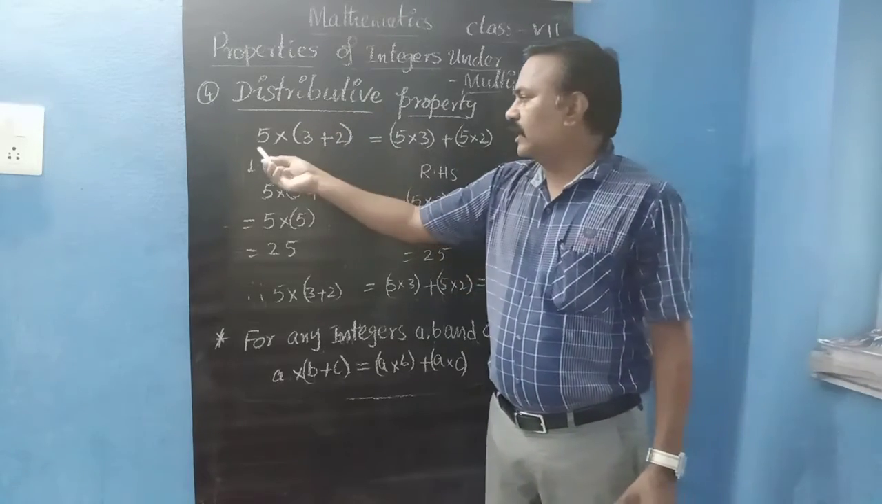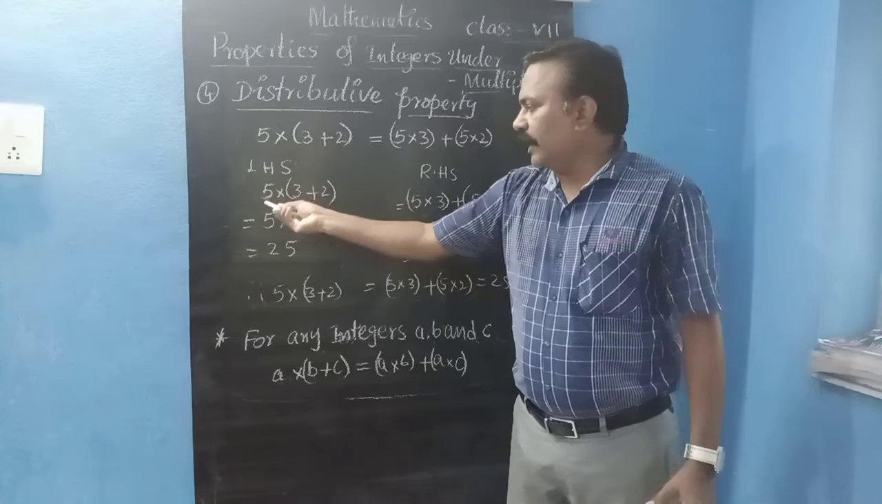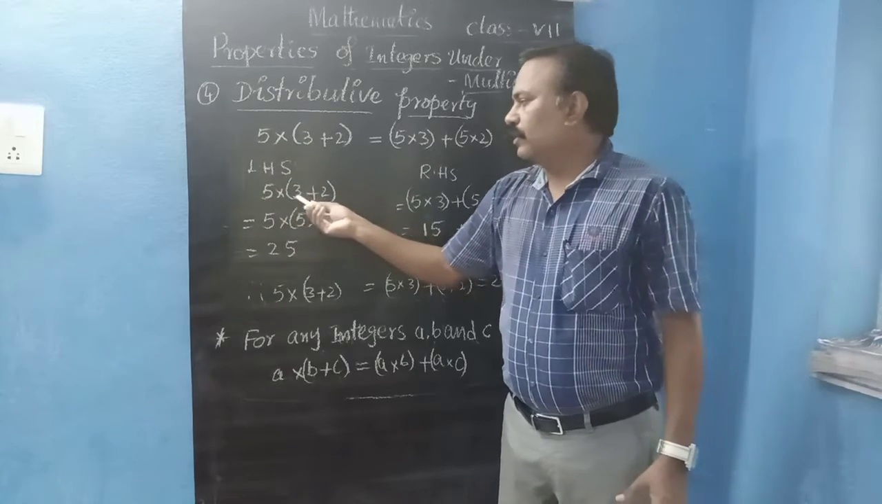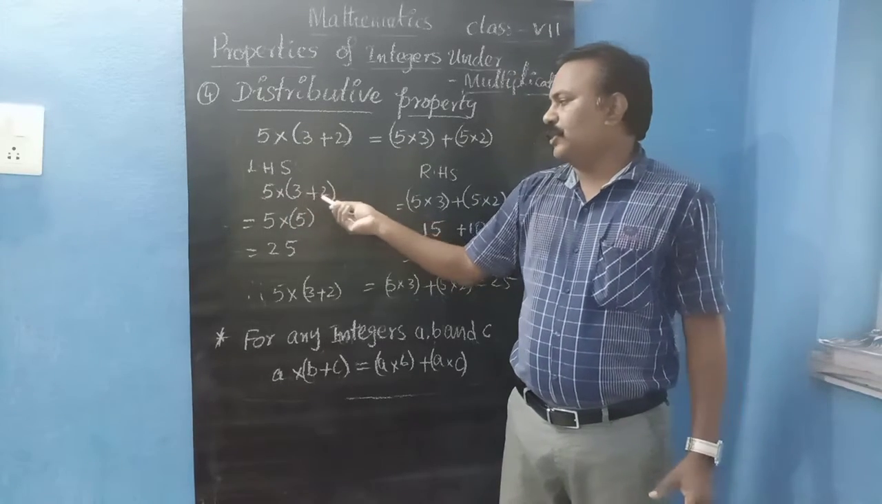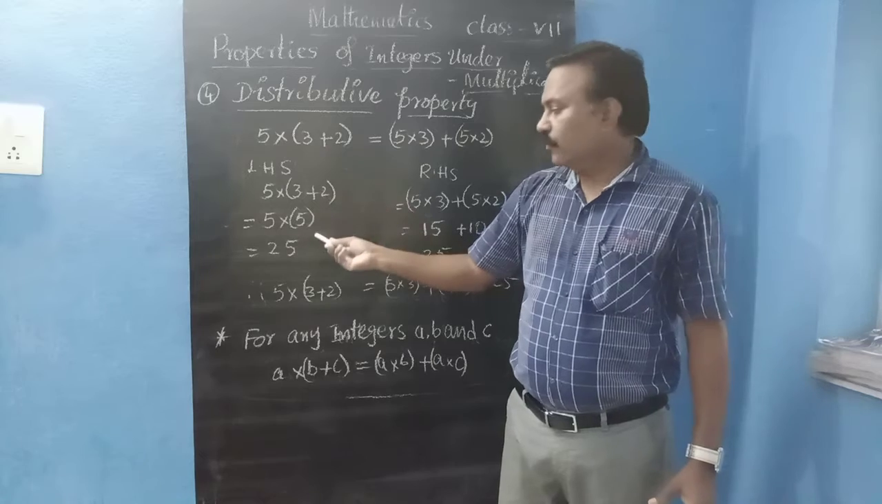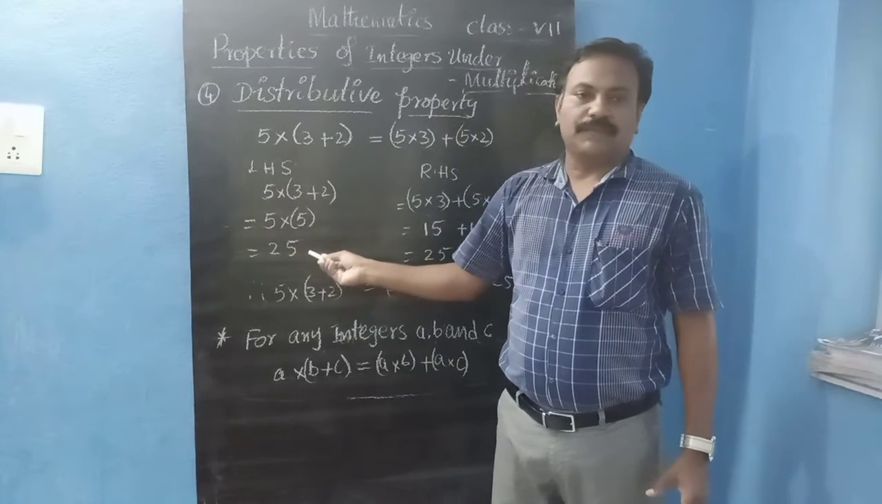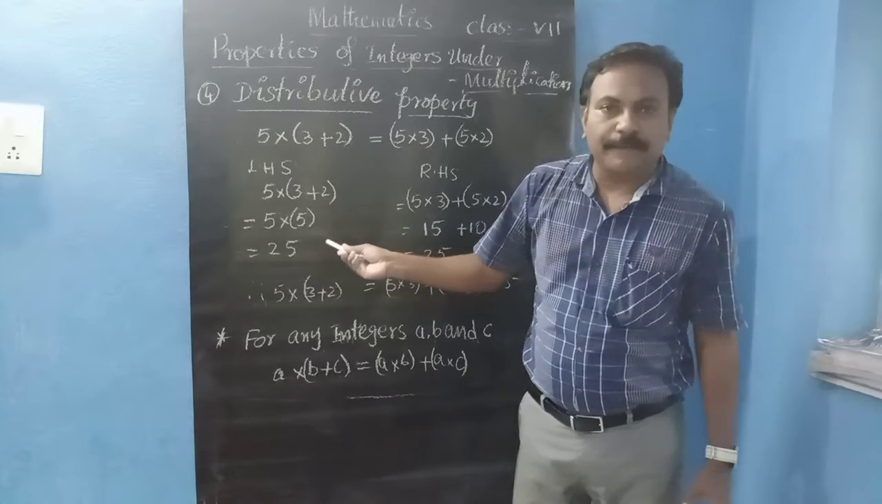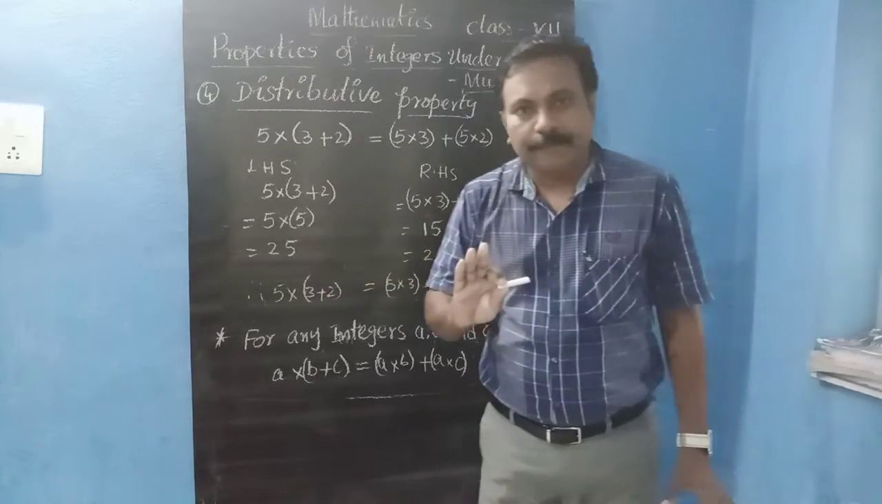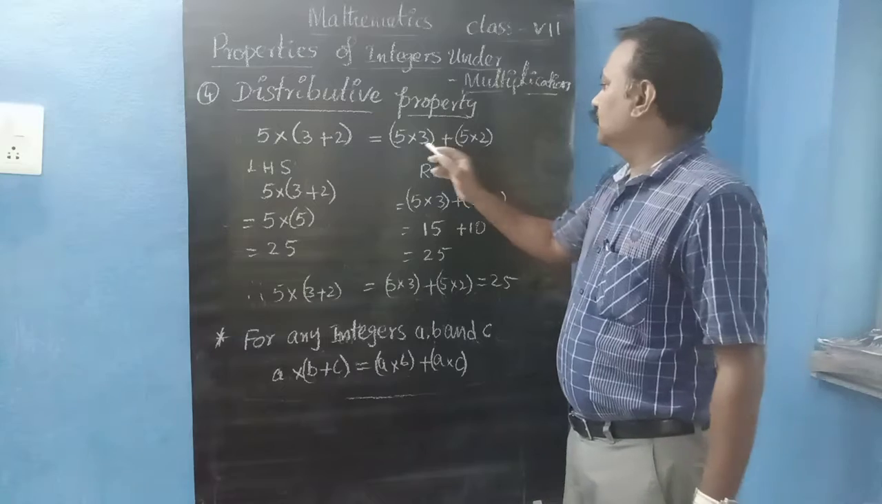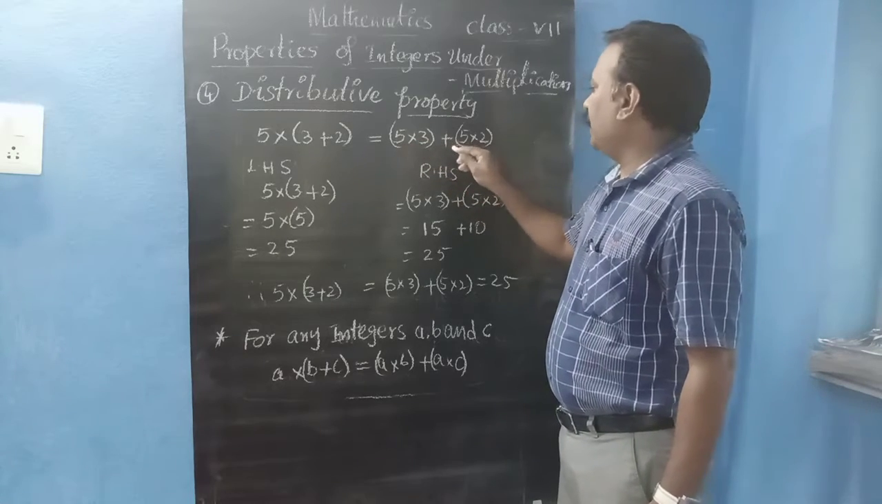First of all, take the left hand side. What numbers are there? 5 into 3 plus 2. What is in the bracket? 3 plus 2. How much is 3 plus 2, children? 5. So 5 into 5, 5 5's are 25. Left hand side is 25. Okay? Then 5 into 3 plus 5 into 2.